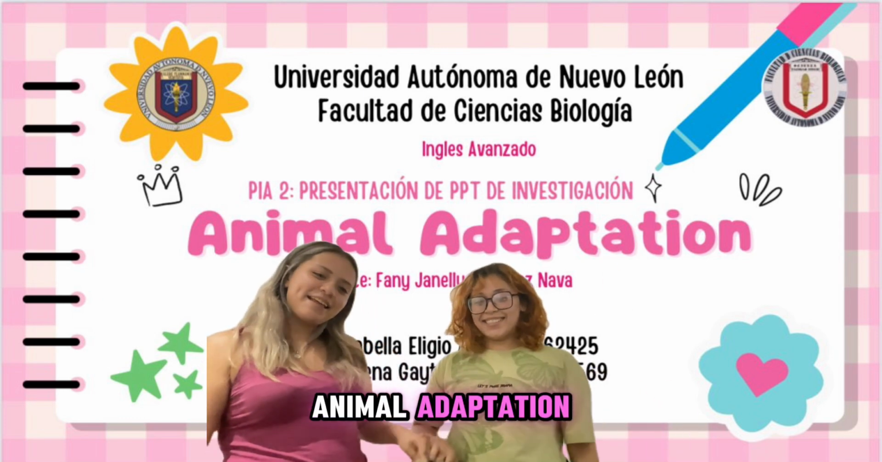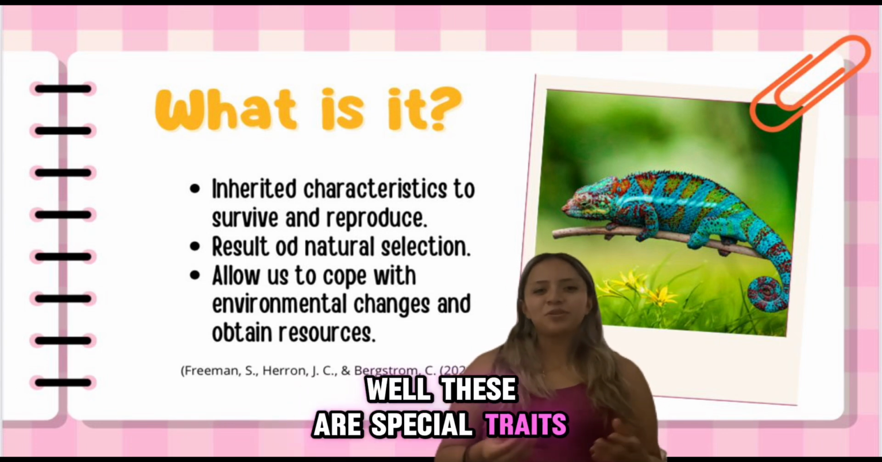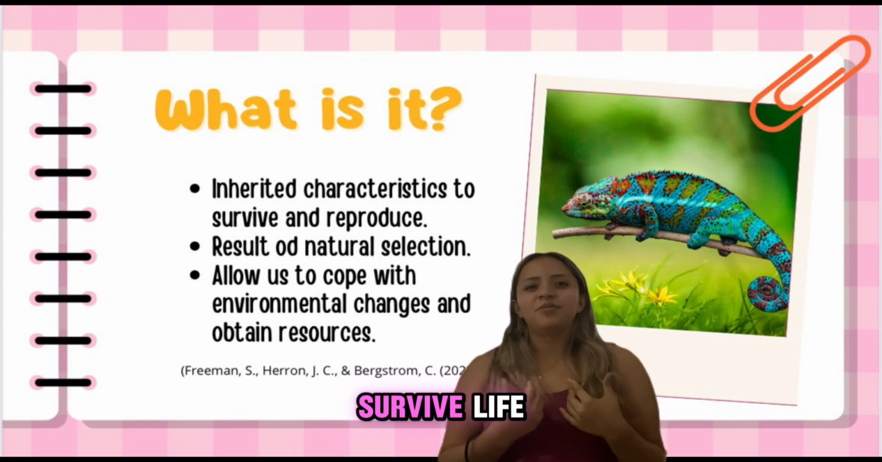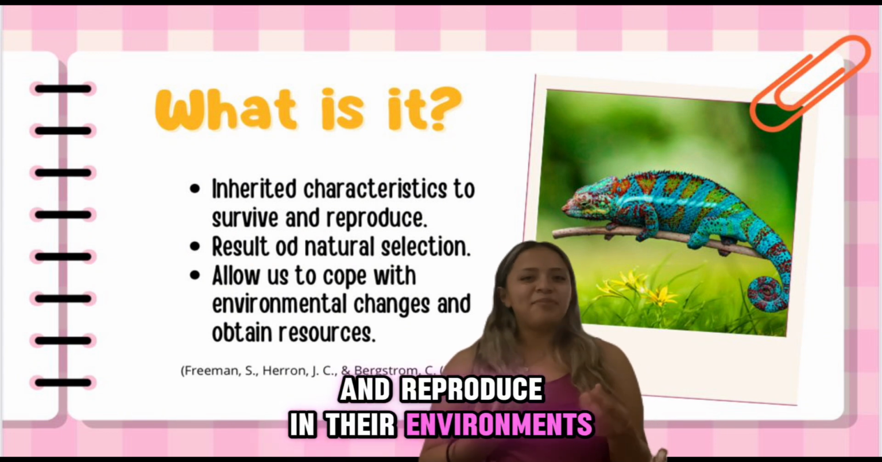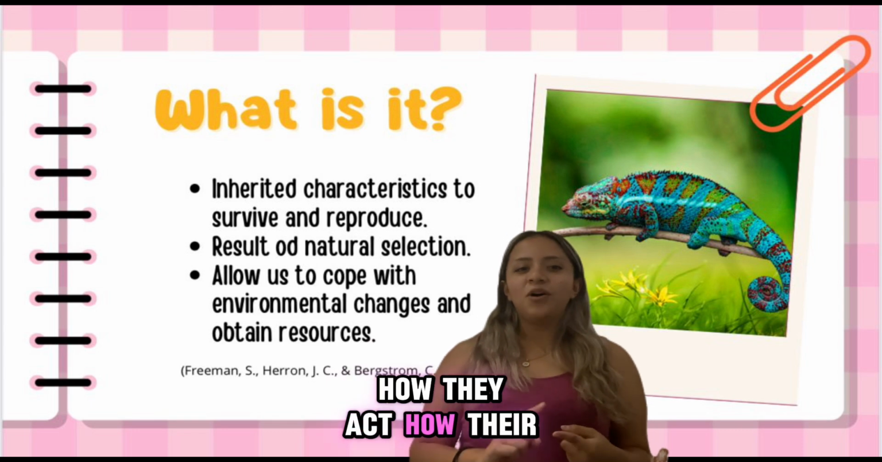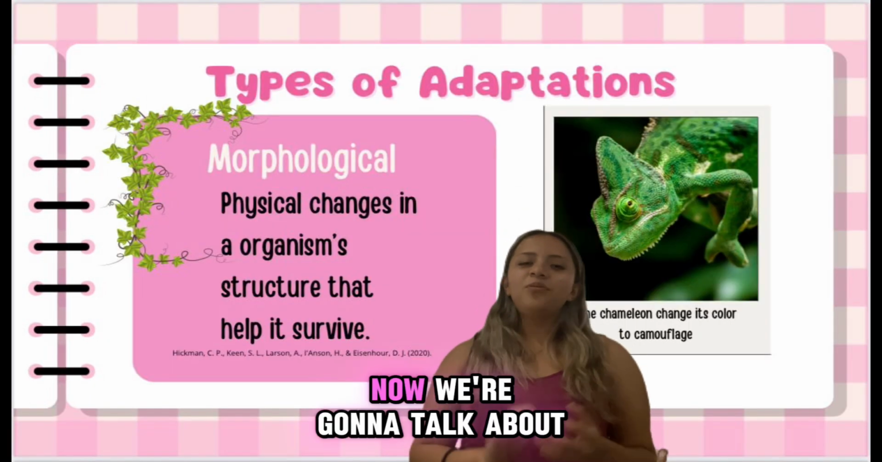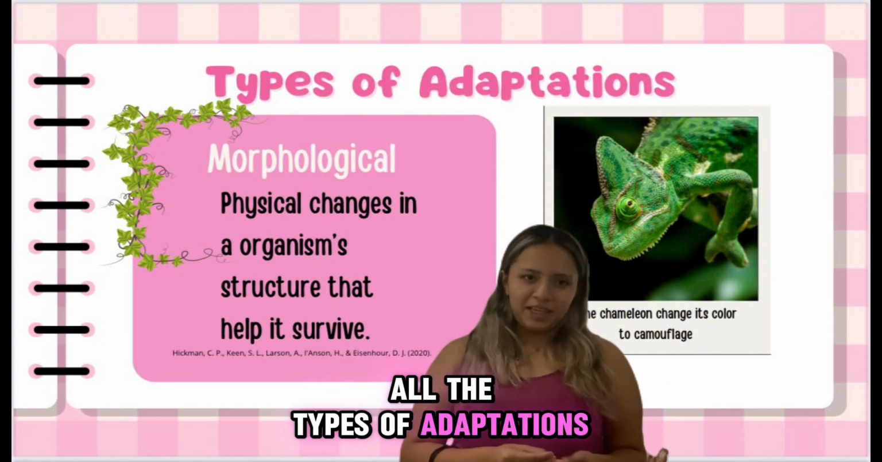Animal Adaptation. For the beginning, what are animal adaptations? Well, these are special traits or behaviors that help animals survive, live, and reproduce in their environments. In a few words, it's how animals are built, how they act, how their bodies work, and all that helps them to survive better. Now we're going to talk about all the types of adaptations.